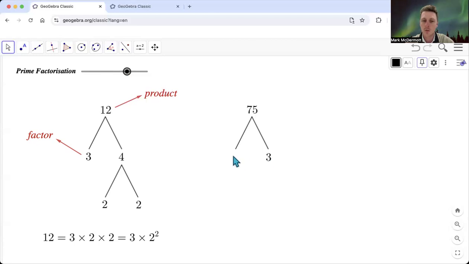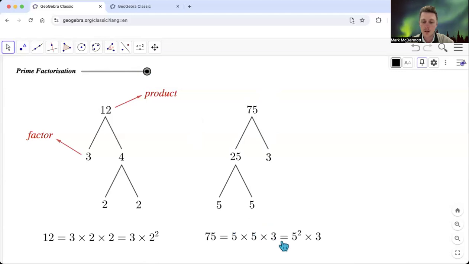Okay, 3 multiplied by what gives us 75? Well, you can work it out, or you can take 75 divided by 3, but hopefully you can work out that that's 25. And 25 times 3 is 75. And then we can break it down even further. We can say 25 is 5 multiplied by 5. So our prime factorization for 75 would be 5 times 5 times 3, which equals 5 squared multiplied by 3. It's our prime factorization for 75.